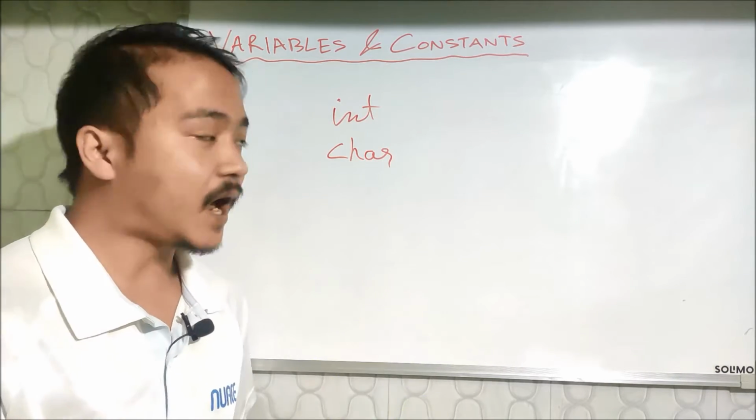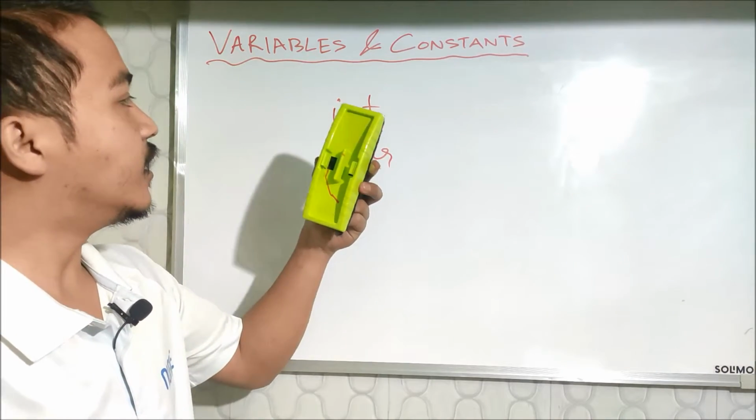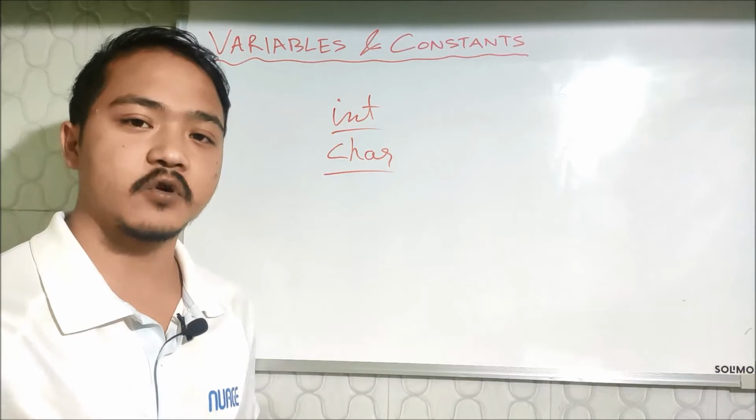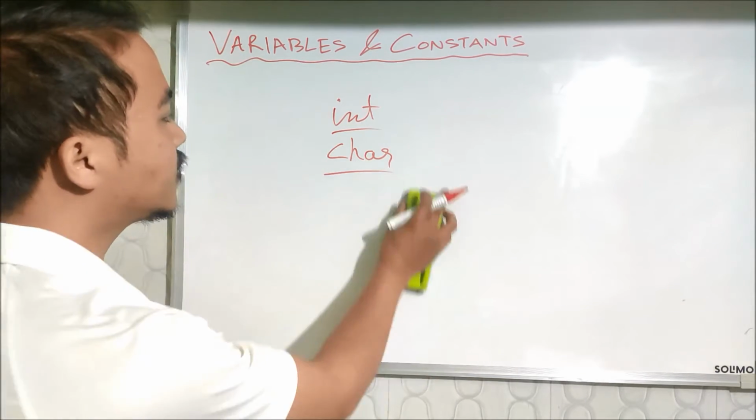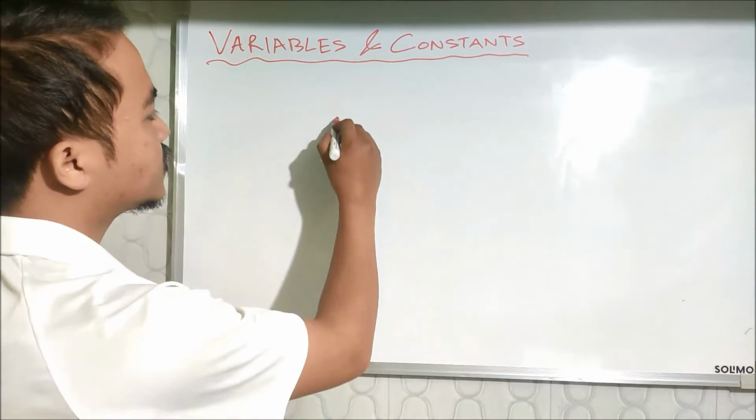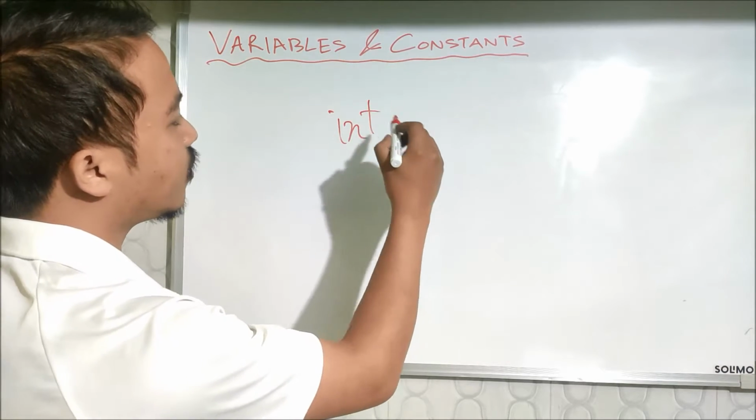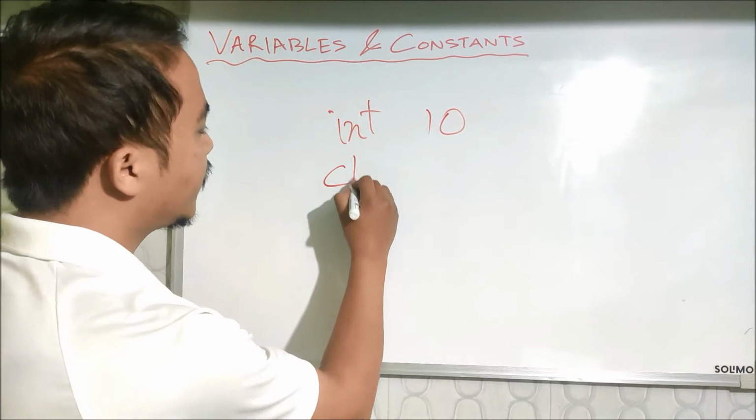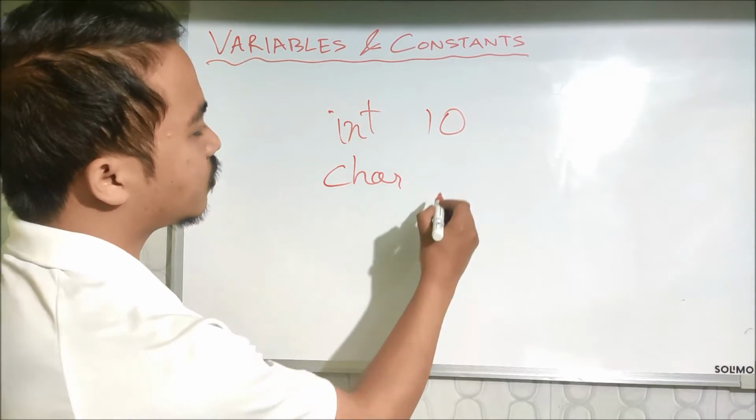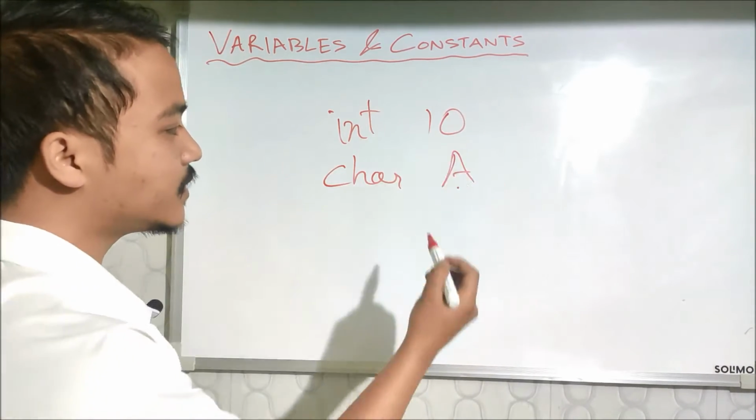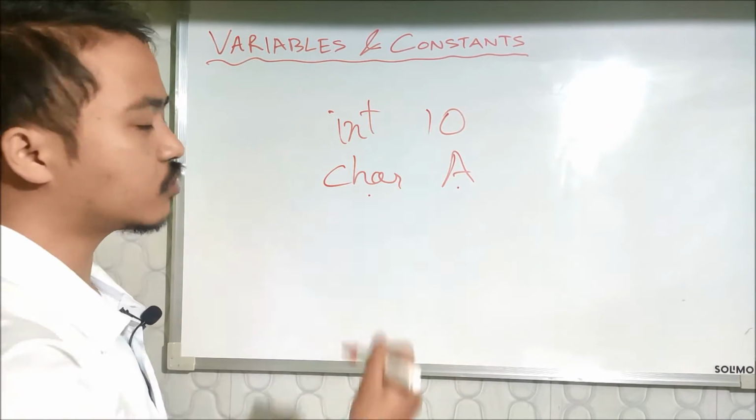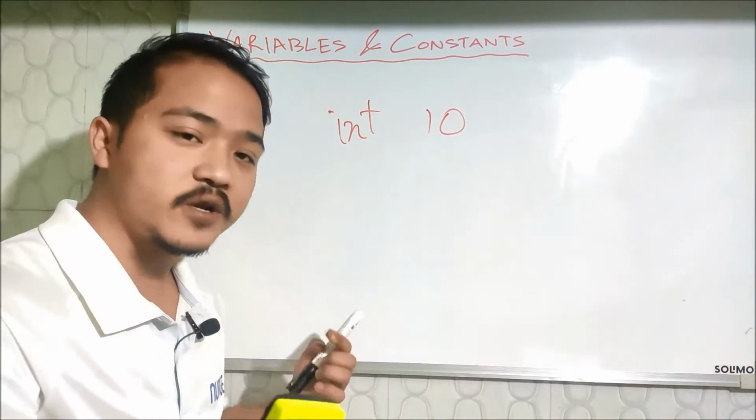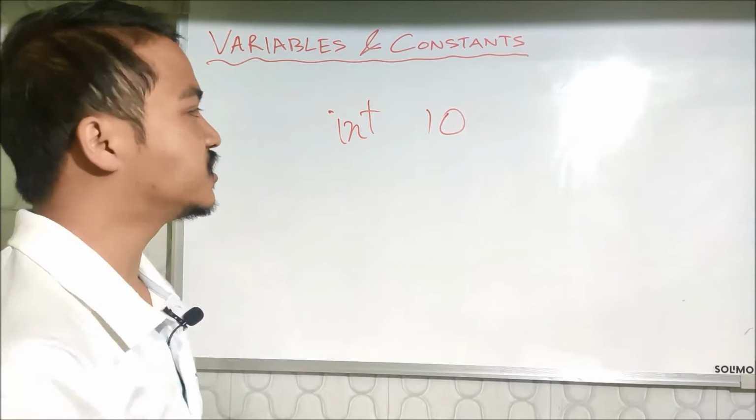But how will you store data with this data type? How can you store data? You cannot just say I want to store int of 10. No, you cannot do that. Or say I want to store char of a, where a is the data and char is the data type. No, you cannot do that in C. You cannot do that in any programming language.